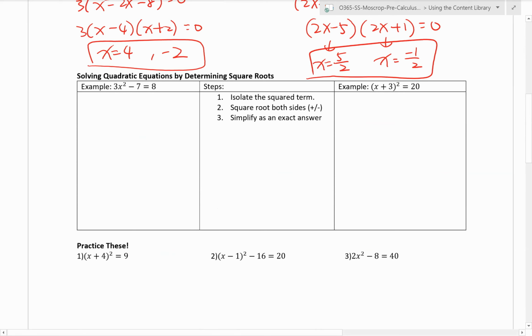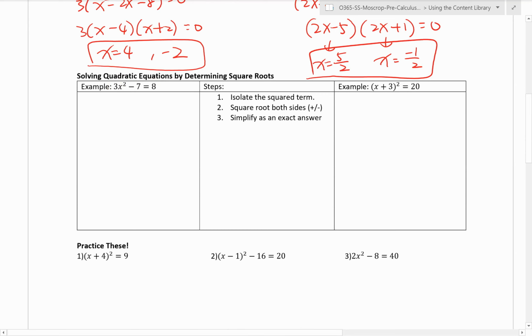We are going to look at these two examples right here. This again is solving quadratic equations by determining square roots. This does not always work. It works when we have an x squared term and just constants. We have no middle terms.